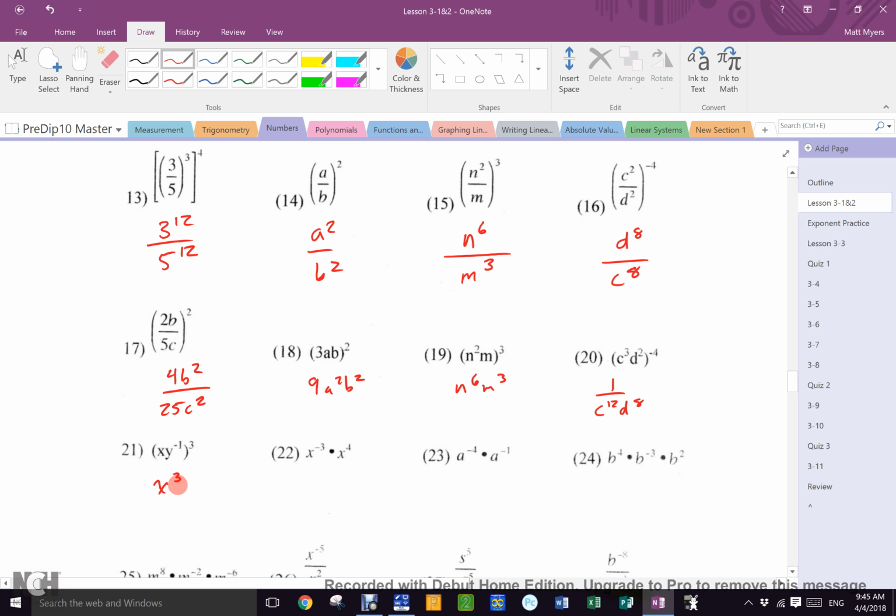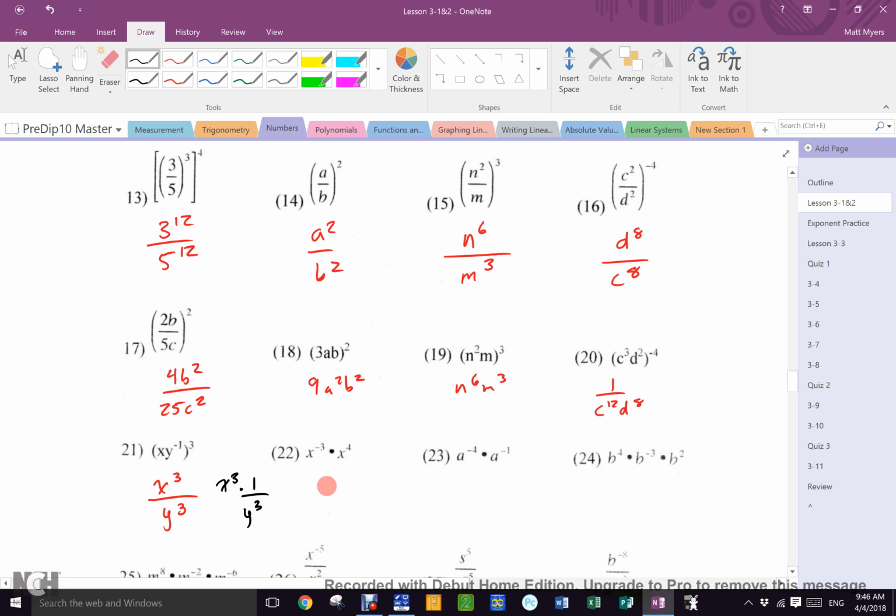X cubed and 1 over y. Right. X cubed over y cubed. You could also have written, as she actually said, x cubed times 1 over y cubed. But we want it as simple as possible. Right? So x cubed has a 1 under it. So you multiply it. Yeah. You still get that. 22. Who are we up to?